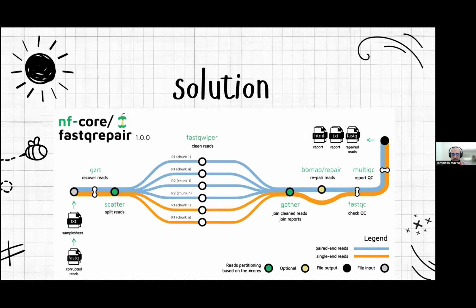So this was the motivation of the pipeline, and this is the whole pipeline. As you can see, it is very small. It is made of 5 tools. There is the GZRT tool. I will introduce each of them in a moment. The central part is the FASTQ wiper tool. And we have a sub-tool of the BBMap collection of tools. And as usual, FastQC and MultiQC. I will introduce you to each piece of this pipeline.